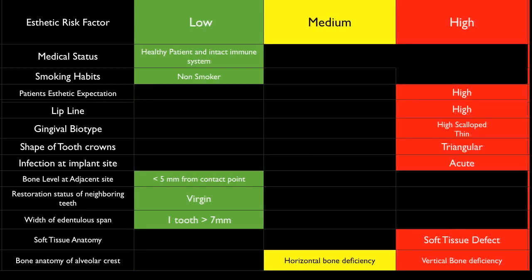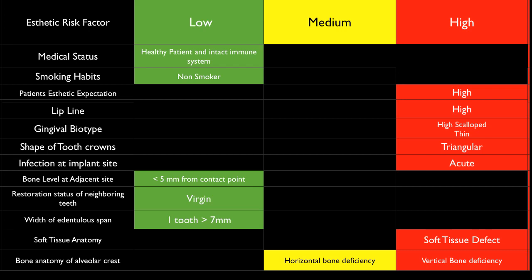Here in this case, we can clearly see that the patient is in the high aesthetic risk factor, knowing that she's healthy, she doesn't smoke, but her expectation of the treatment is high. Remember well, she's a very attractive young female, and she has a high lip line, which is of course a high aesthetic risk. She has a high and thin scallop biotype. The shape of her teeth are triangular, and she has an acute infection on the site.